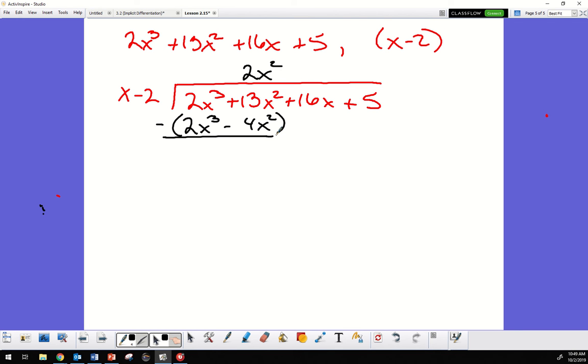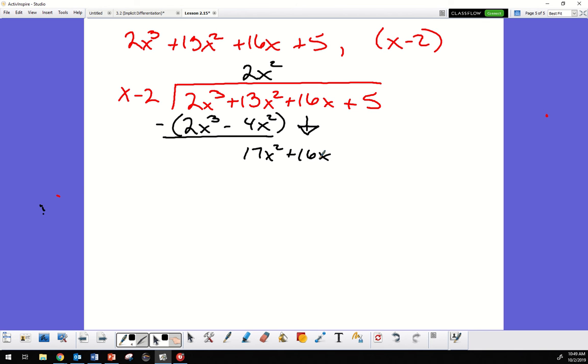So when we do that, what's going to happen to my x cubes? Go away. Those are 0. And so it's going to become a plus 4 now, right? So 13 plus 4 is positive 17x squared. I need 2 terms, so I have to bring down 16 plus 16x. So my leading term now is 17x squared.